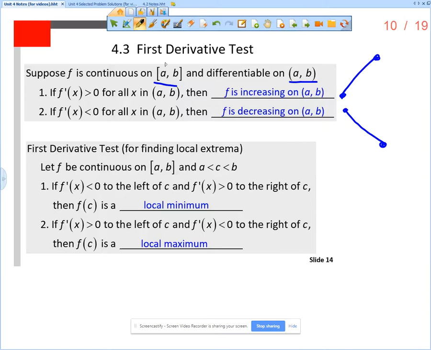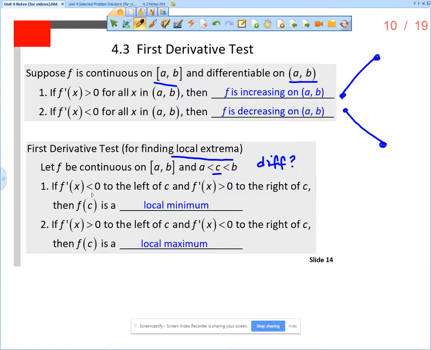All right, so now the first derivative test for finding local extrema. Let f be continuous on the closed interval a to b, and c is in between a and b. Now, notice it says let f be continuous, but it does not say differentiable. So that is an important fact that we'll come to in just a moment.